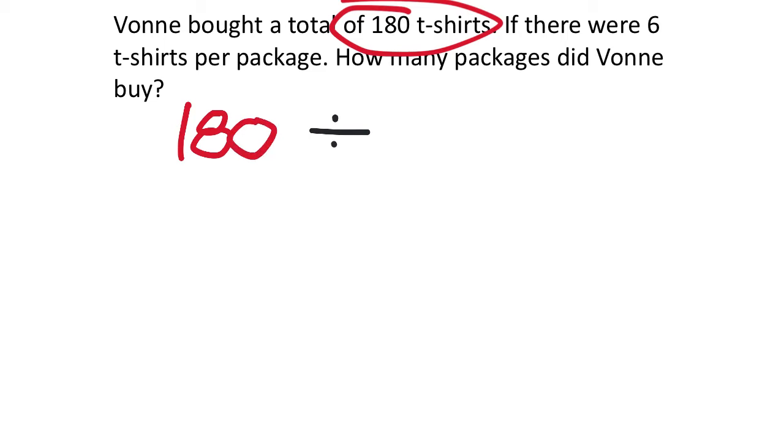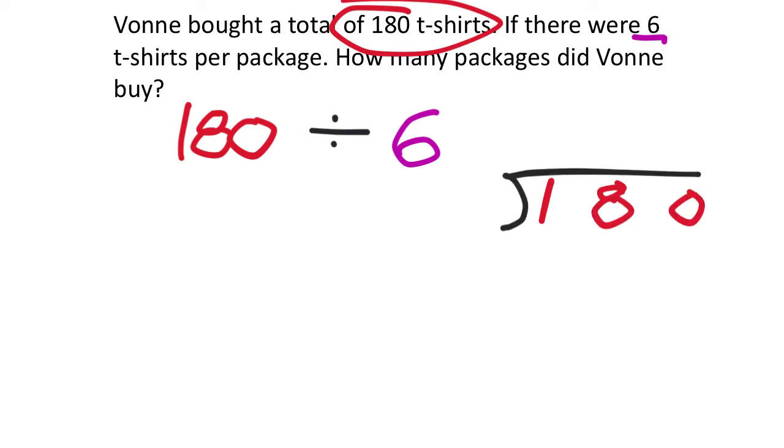However many we're splitting it up to, that is the divisor. So we're going to split this up into 6. So it's 180 divided by 6. And I'm going to use long division to solve this one. 180, the dividend, goes inside the long division, and the divisor, the 6, is on the outside.